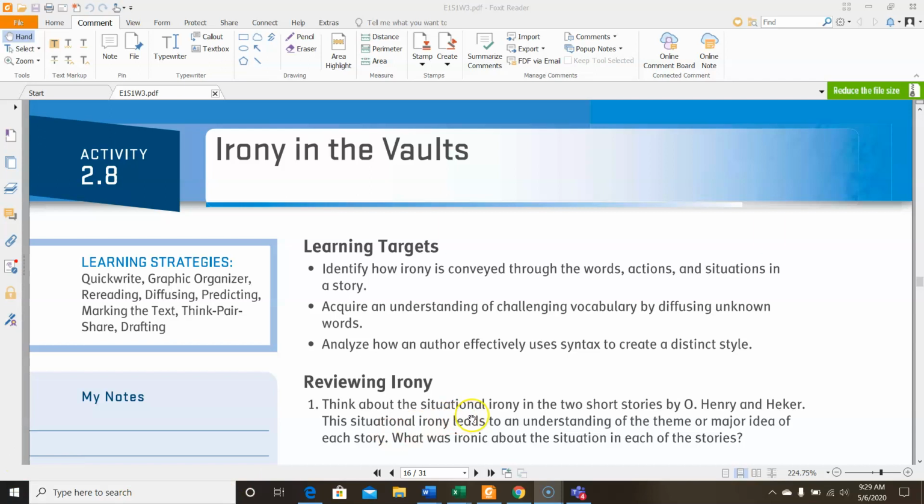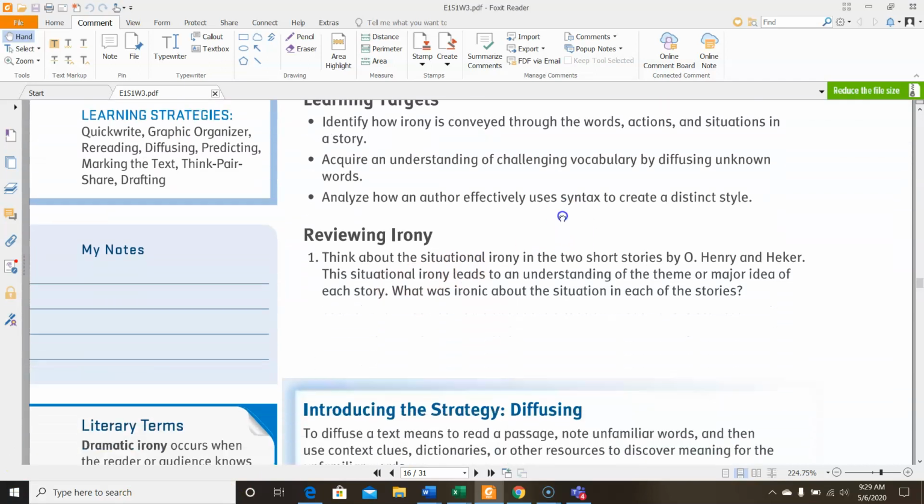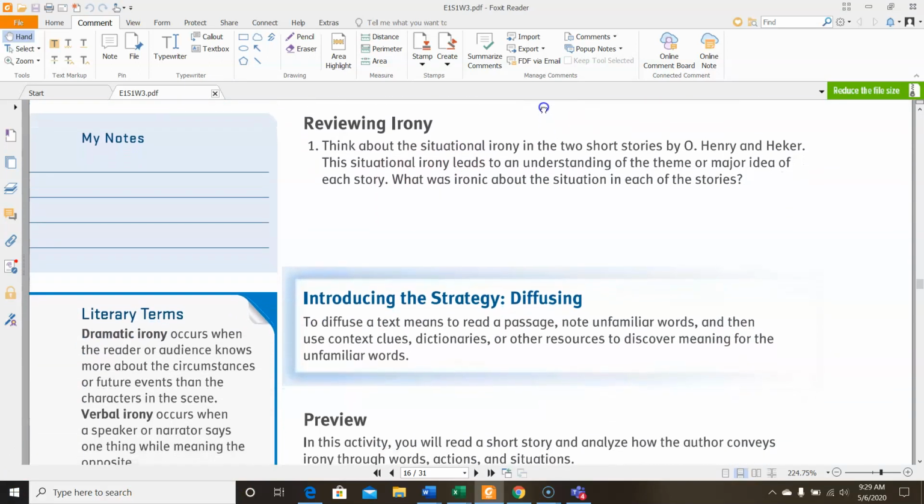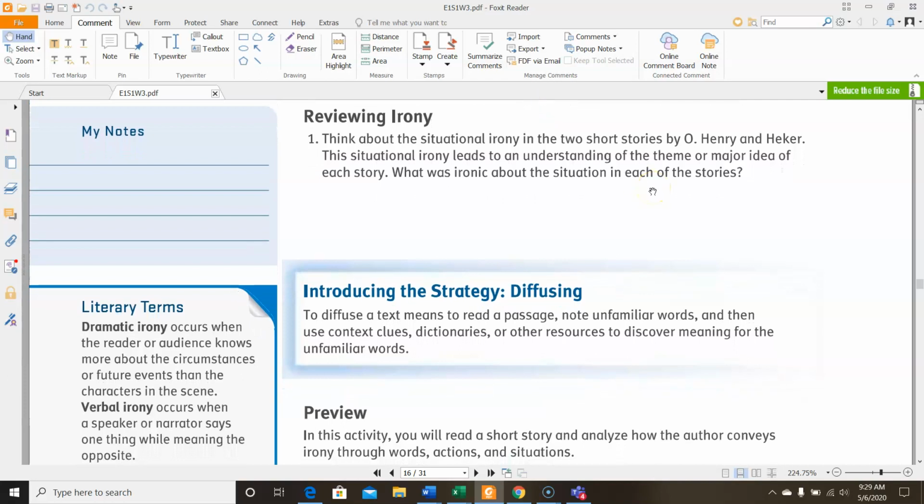Think about the situational irony in the two short stories by O. Henry and Hecker. The situational irony leads to an understanding of the theme or major idea of the story. What was ironic about the situation in each of those stories? So think back on the stories we just read, The Gift of the Magi and the other one. What was so ironic about those stories?